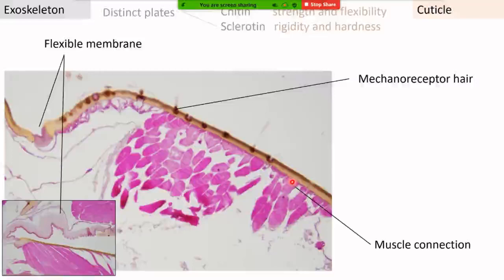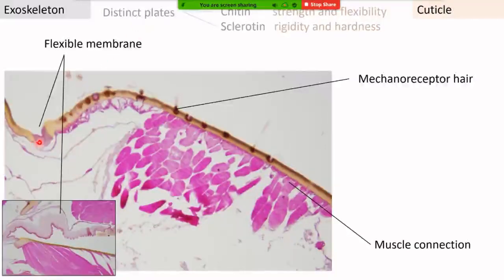And you will also see that the muscle in bees is connected directly to the cuticle itself. Another cool thing about the exocuticle and the distinct plates that the exocuticle is made up of is the way that these plates are connected between each other. And the connection is through these flexible membranes.